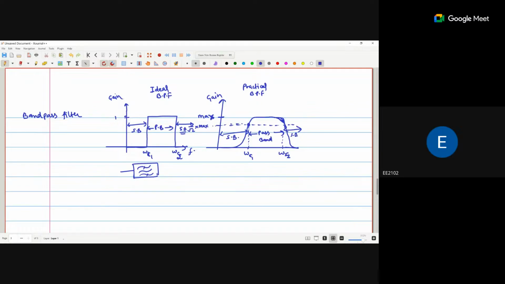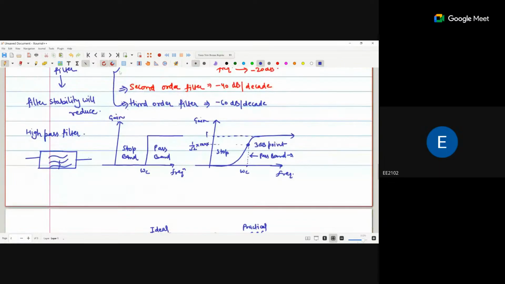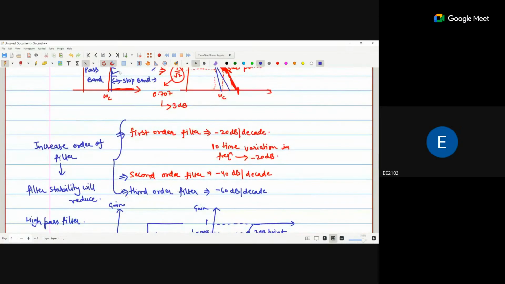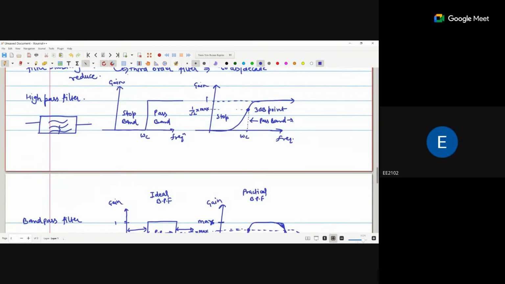Okay, and band stop filter is just opposite to that. Now the thing is that in the high pass filter or low pass filter, we require one cutoff frequency, omega C. So that means we require only one R and C combination.